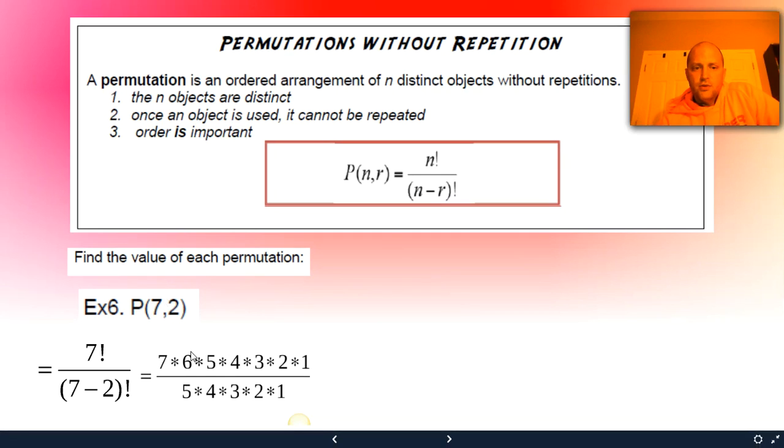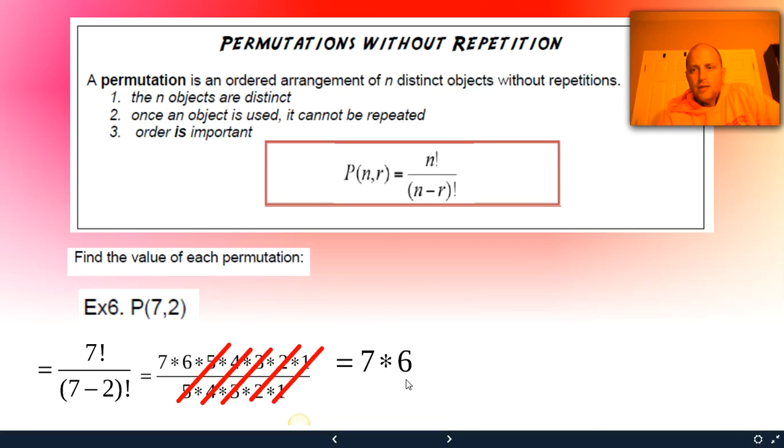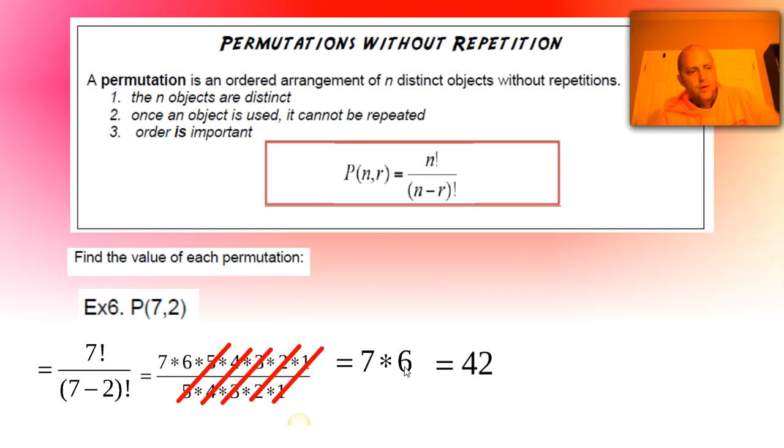7 factorial is 7 times 6 times 5 times 4 times 3 times 2 times 1. And then 7 minus 2 factorial is 5 times 4 times 3 times 2 times 1. Well, what happens with this, if you're doing this by hand, the 5s, the 4s, the 3s, the 2s, the 1s all cancel, and what you're left with is 7 times 6. Basically, I have 2 spots. I have 7 options for the first and 6 for the second. Okay, and that's 42.